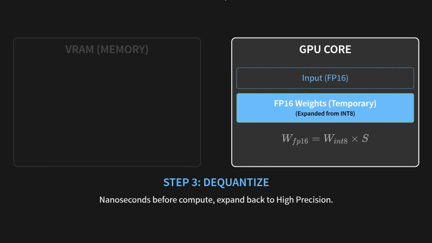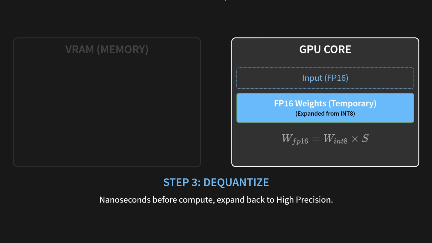Step 3, dequantize. Now here's the magic. Nanoseconds, literally nanoseconds before the math happens, a specialized circuit on the GPU expands those int8 weights back into temporary FP16 weights. You can see the formula right there. The temporary FP16 weight is just the int8 weight multiplied by its scale, S. It happens in the blink of an eye.